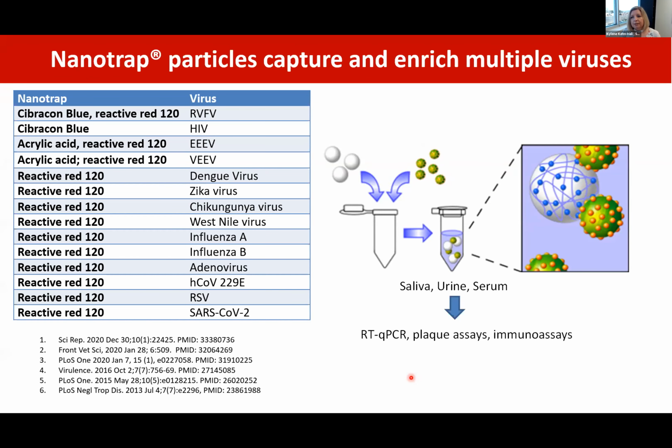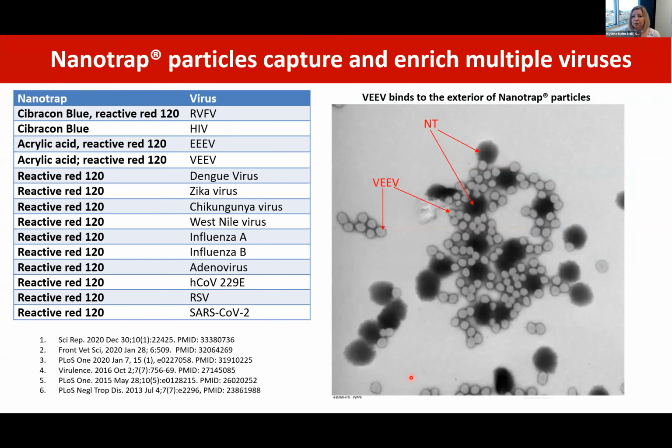And so over the years, as I mentioned, we've done this for a number of different viruses, which are shown on the left-hand side of the slide, many different arboviruses, as well as respiratory pathogens. And we still didn't have a great idea of how the particles were binding to the viruses. But in recent years, we were able to do some electron microscopy where we were able to see the viruses binding to the surface of the nanotrap particles. And so in this TEM image, you can see the nanotrap particles are in black, and the virus, in this case, Venezuelan equine encephalitis virus, is in gray, and you can see clearly it's binding to the surface of the particle, and it actually tends to aggregate around the particles.